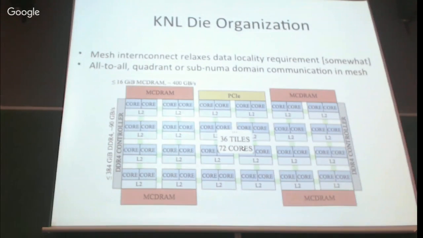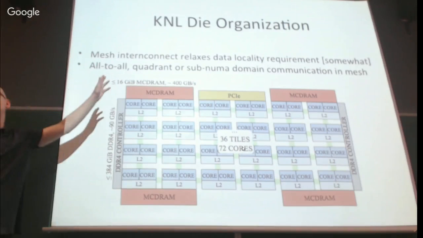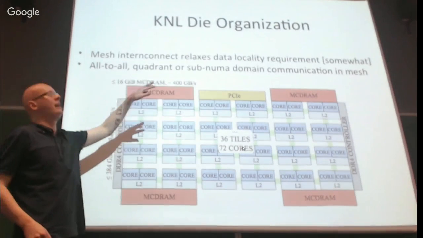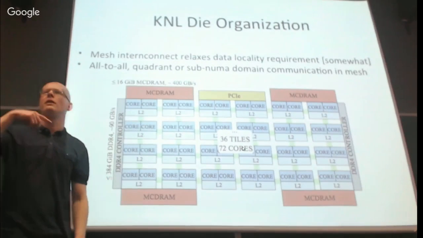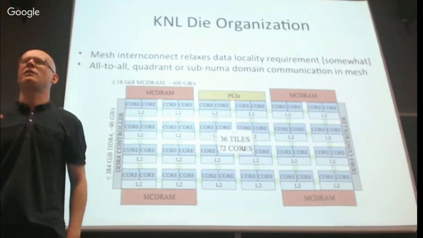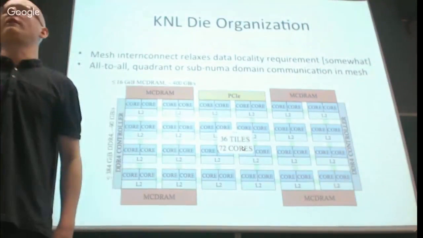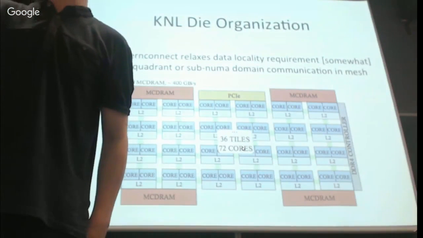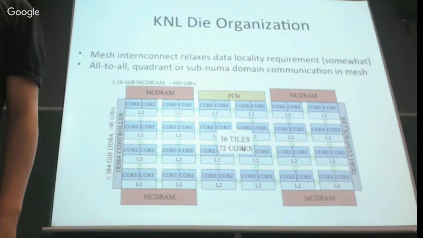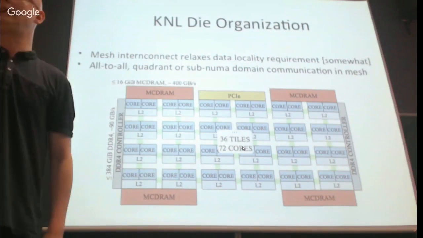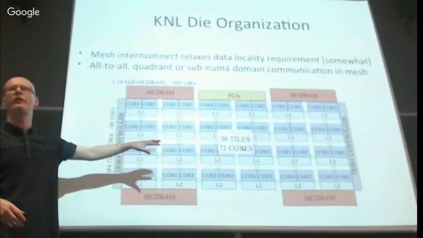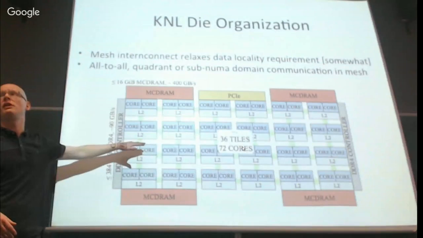KNL die organization. So you can see it's quite different to what it was on KNC. We now have a mesh interconnect rather than a ring interconnect, which you would have seen on KNC. So this relaxes data locality requirements. Okay, so this ring interconnect that you saw in KNC was quite a bottleneck when it came to cache coherency over the tag directory that I mentioned to you. Even though it was a bidirectional ring, it was a performance limitation, performance bottleneck. Okay, and Intel recognized that. So what they did was they re-engineered the mesh interconnect between the cores, and now you see a 2D mesh between each of the cores.